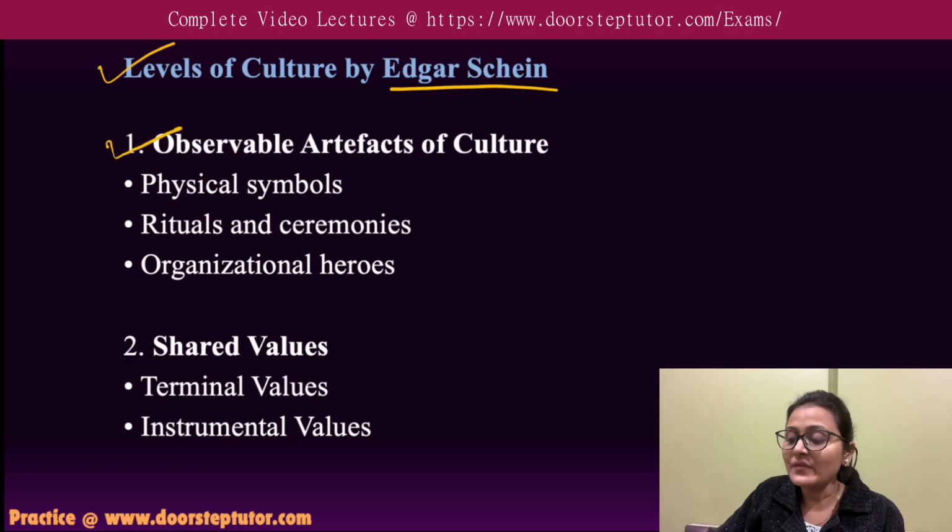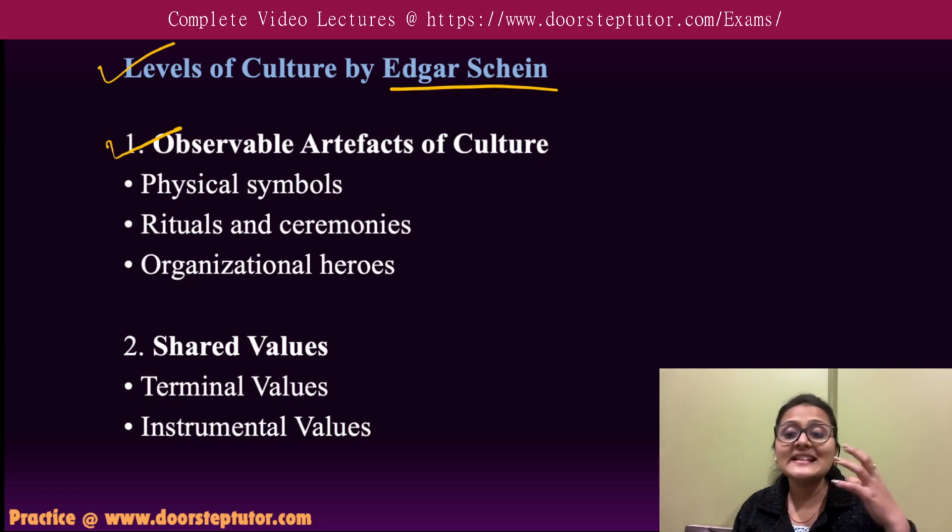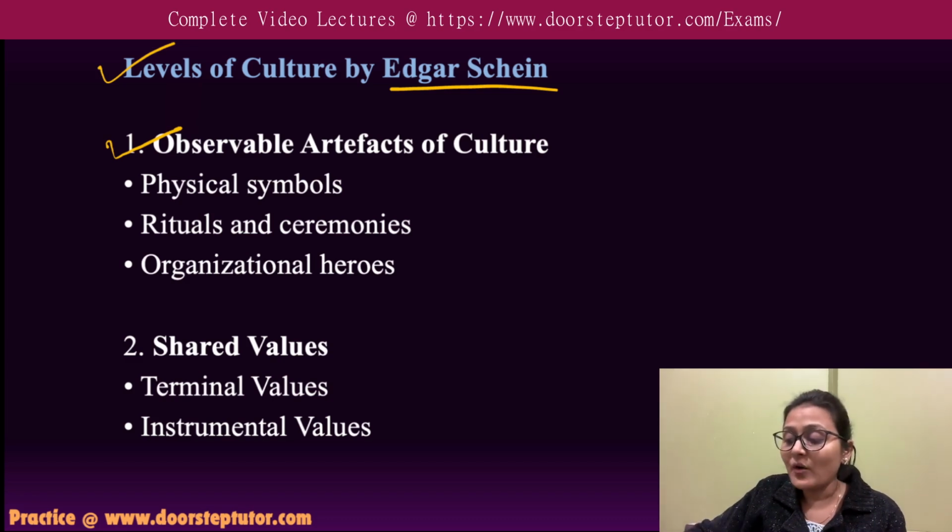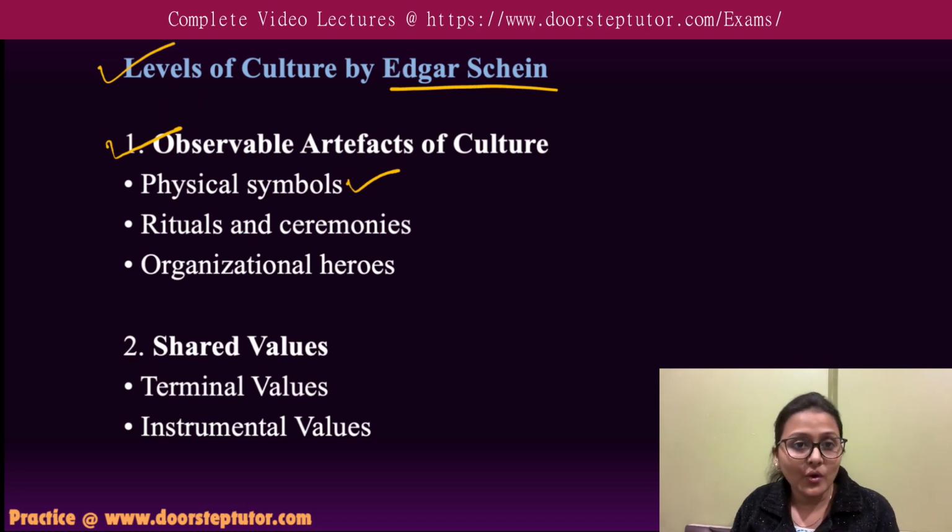First is observable artifacts of culture. These are the visible, tangible aspects of culture that anyone can see or hear when they are looking at the organization. Artifacts include the symbols, practices, or structures that provide insight into an organization's cultural identity. Under this, we have physical symbols. This might be the office design, the ambience of the office, dress code of the employees, logo of the organization, slogans or motto, and brand color. For example, Google has a vibrant and playful office design that reflects its emphasis on innovation and creativity.